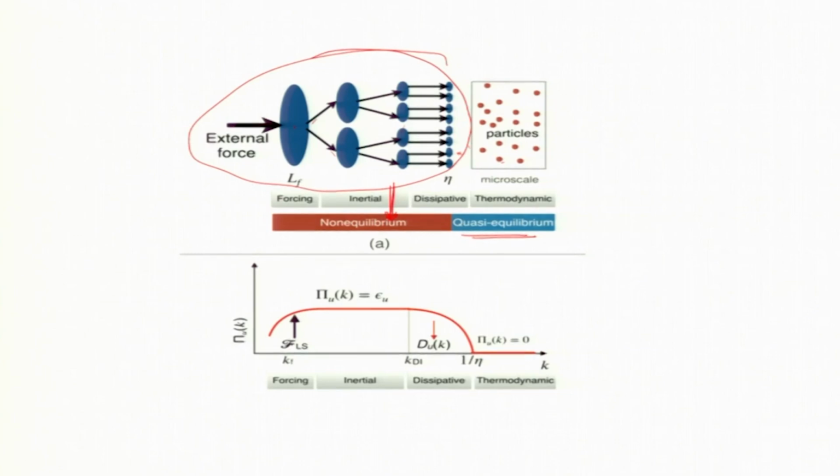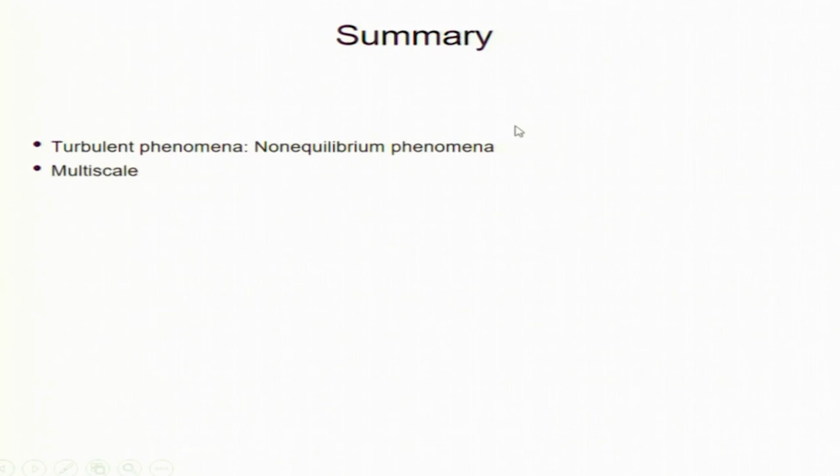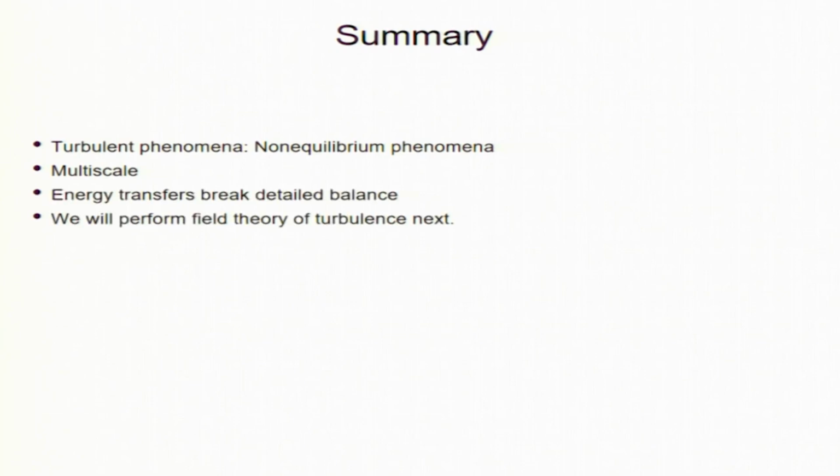The corresponding picture is that there is a flux in this part, and there is a dissipation in this part, and then this is the hydro part where the flux is 0, but there is some heating because of the energy coming from the smallest vortex. So, let us summarize it now. Turbulent phenomena is a non-equilibrium phenomenon, it is multi-scale, unlike equilibrium which is typically a single scale. Energy transfers break the detailed balance. So, we will perform field theory of turbulence next, that is my next task.